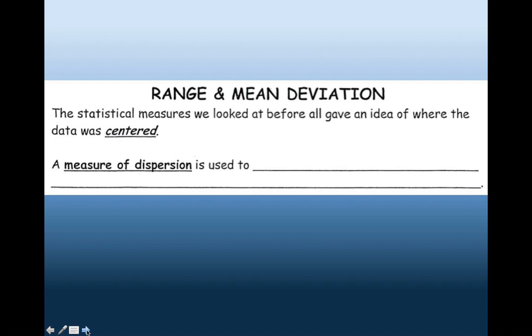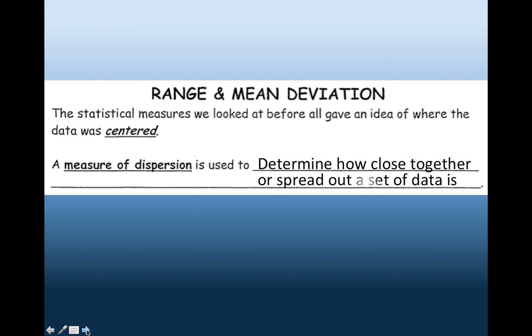So range and mean deviation. Statistical measures we looked at before gave an idea of where the data was centered. A measure of dispersion is used to determine how close together or spread out a set of data is. So you might have a bunch of numbers all clustered together with an average of 10, and then you might have a bunch of numbers really spread out that still have an average of 10. So dispersion tells you how close together or how spread out things are.